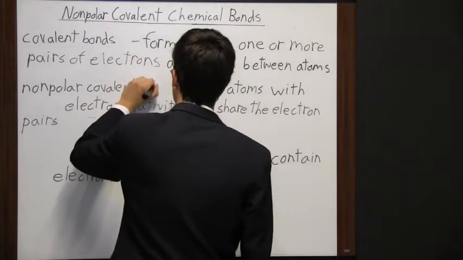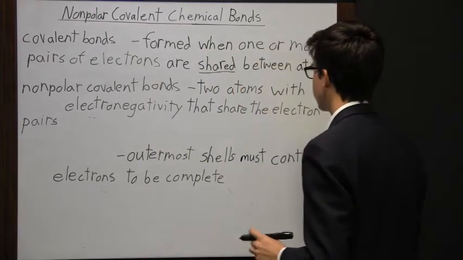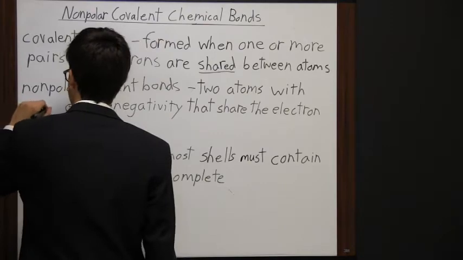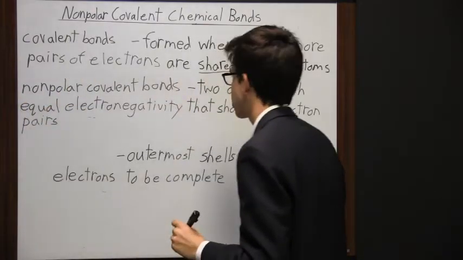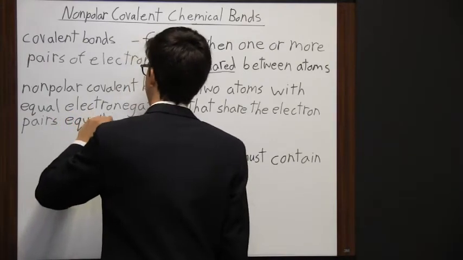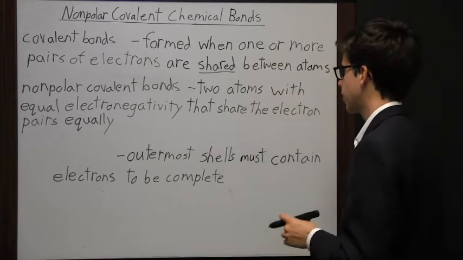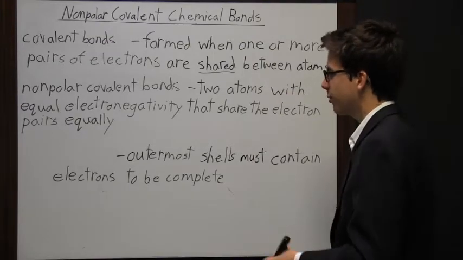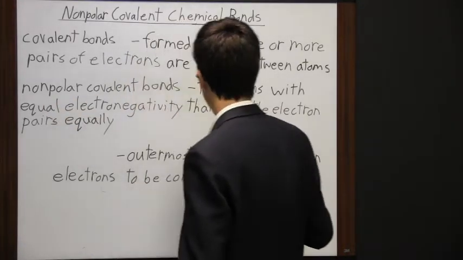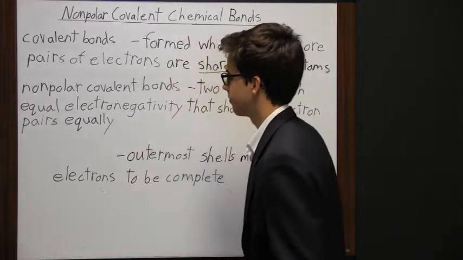covalent bonds. So I have a couple of blanks to fill in on this definition. Two atoms with equal electronegativity that share the electron pairs equally. So that's what nonpolar covalent bonds are. So the key words here are equal and equally. So they have to have an equal electronegativity, and that means they share these electrons equally.